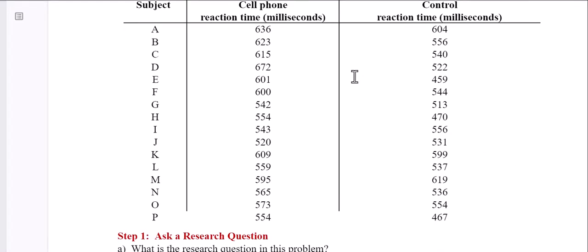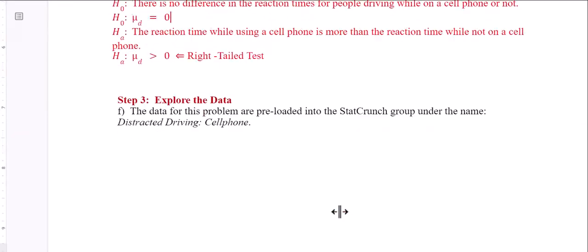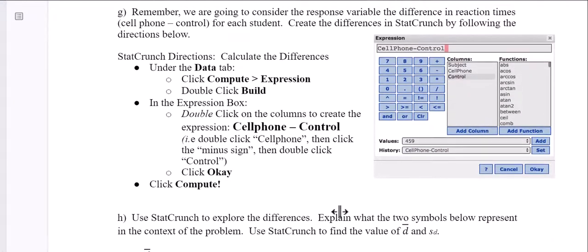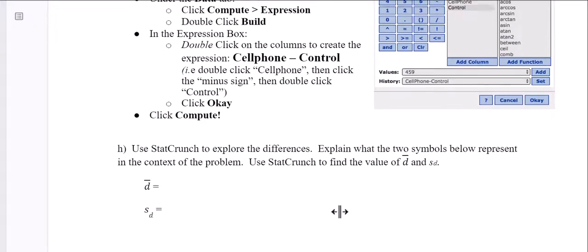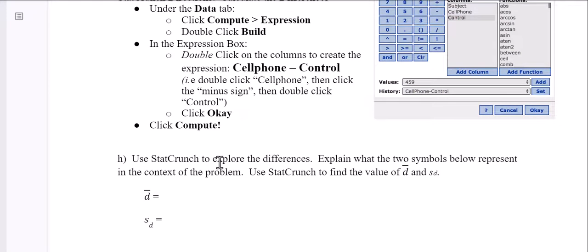We could do this one by hand because we only have 16 data values. I could start with the first one, 636 minus 604, and go down the line until I get to 554 minus 467 and figure out what those differences are. But what if I had 50 data values? What if I had 174 data values? We don't want to do it by hand, so we're going to use StatCrunch to help us. We're going to follow these instructions to find our sample mean difference and then the standard deviation of those differences.